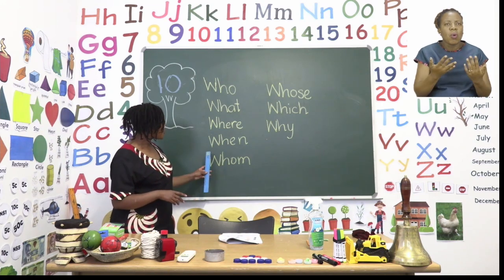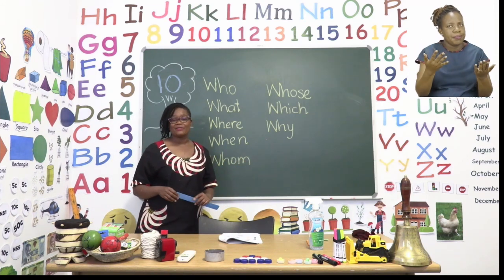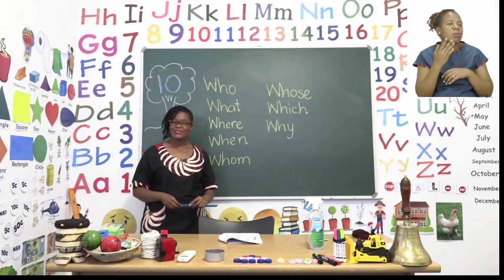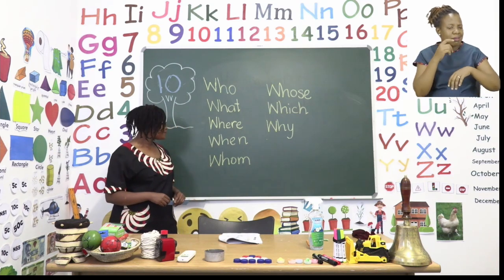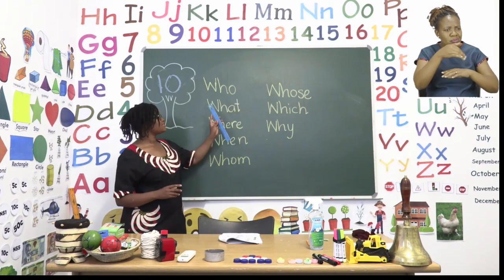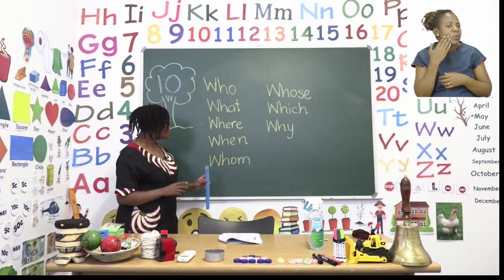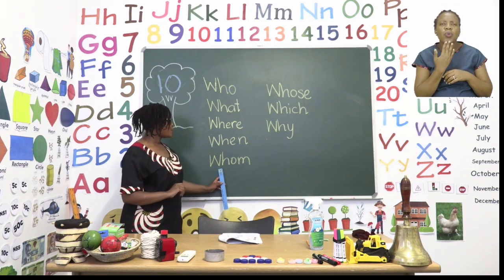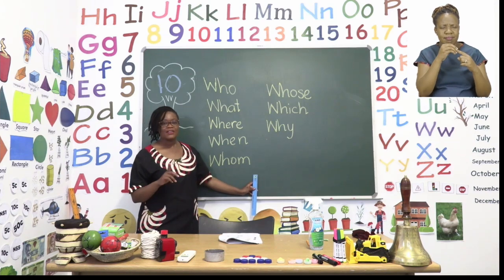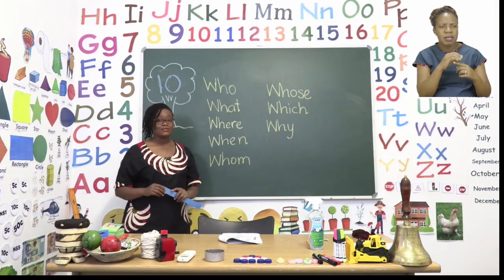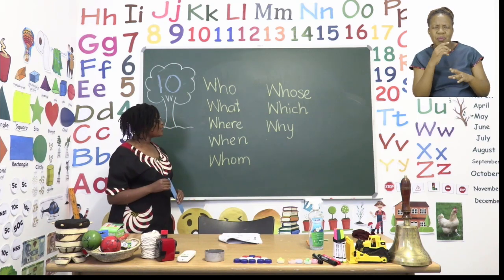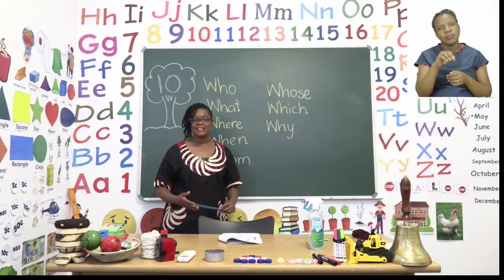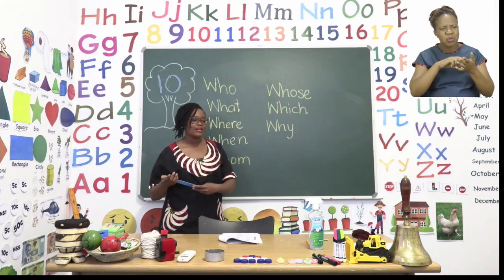And then we have when. Now, when is different because when is talking about time. When are you going to go to school? Then we have whom. Now, who is for person or people, but then whom is specifically for one person. So if we say, whom am I speaking to? That is correct. Who am I speaking to is not quite correct. Then we have the word whose. Now, whose is asking for ownership, someone having something belonging to them.